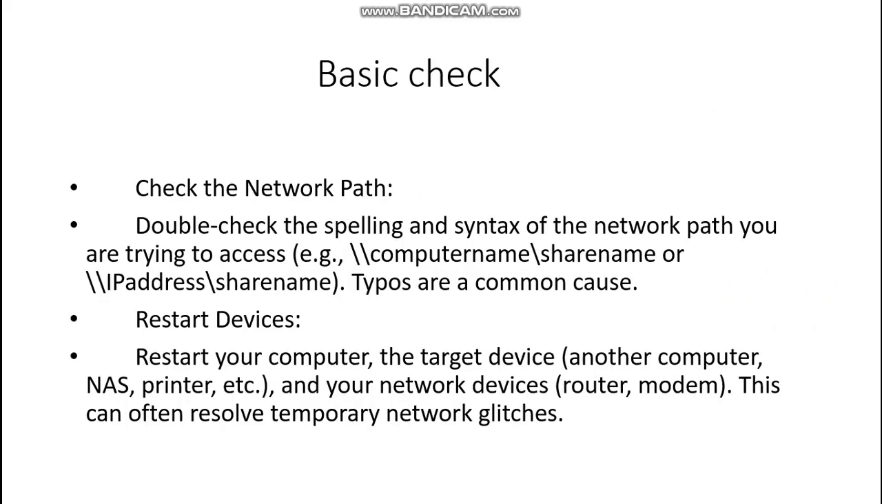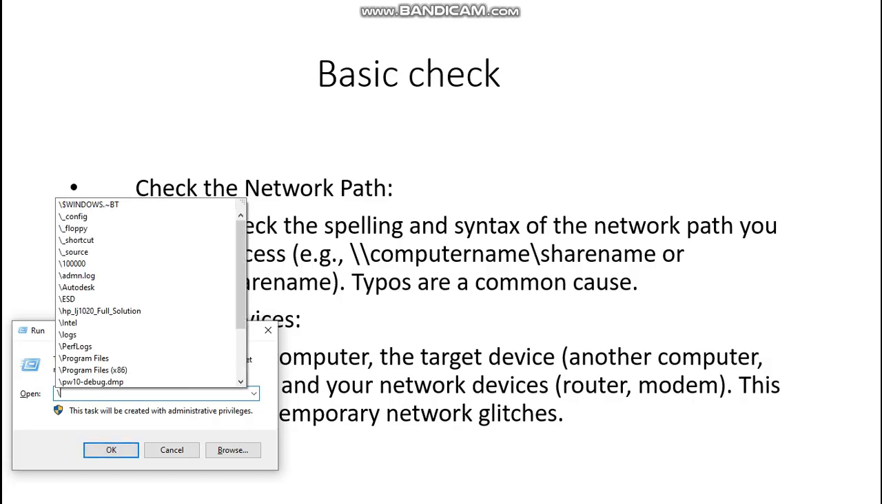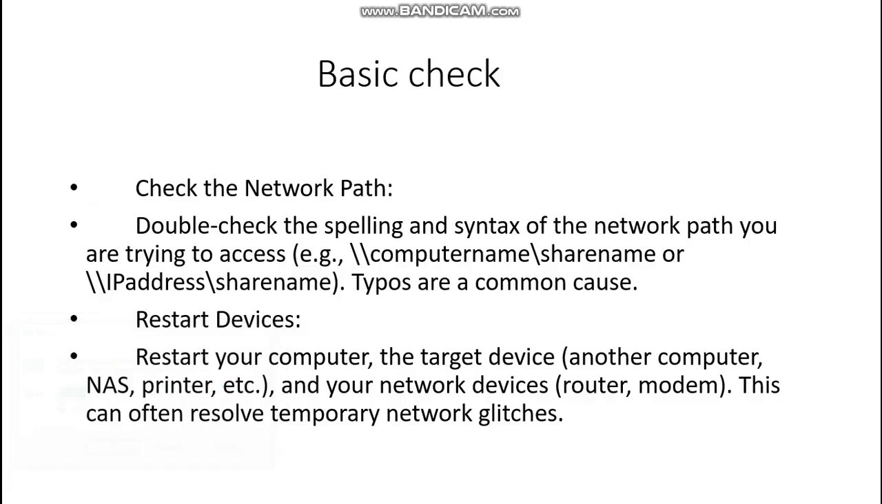Now we try to connect to the target system by writing \\ and the target device computer name together in the Run option. Press the Windows button and R key on the keyboard of your computer. The Run option will appear. Then write \\ and the name of the target device. For example, my target device is COM1, so write COM1 and press enter.